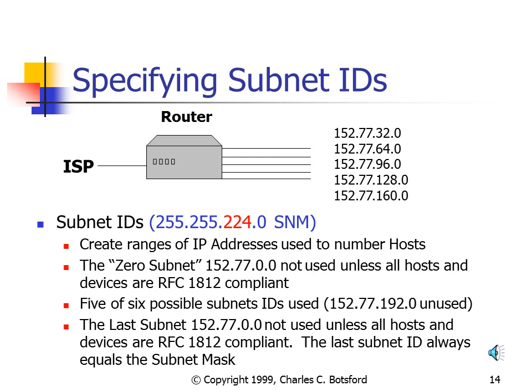Now remember, we did not use the first subnet ID, the 0 subnet ID, or the last one, which is 224. Now we could use those if all of our devices were RFC 1812 compliant, but in this case we're going to throw those out. Now we only used 5 of the possible 6 subnet IDs, so we would have another subnet ID, the 192 subnet, for expansion at later times.